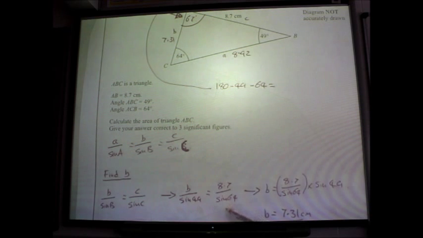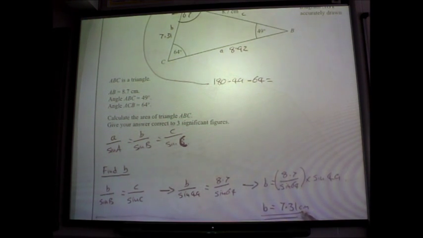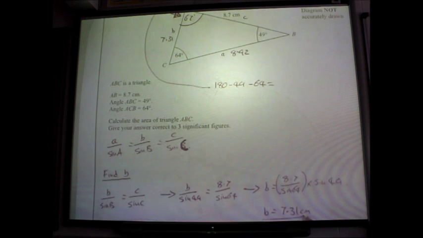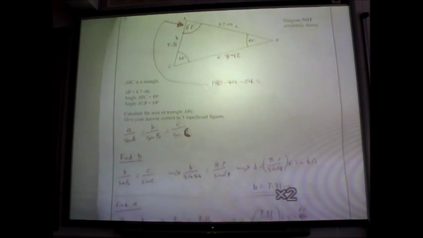Obviously we need to rearrange it, so we need to get that off the bottom. So we need to multiply both sides by sine 49, which is what I've done here, and that's where B comes out to be equal to 7.31 centimetres. The next bit we need to do is find side A.